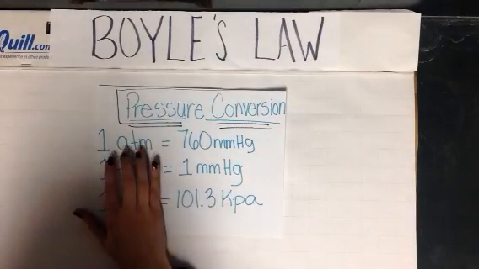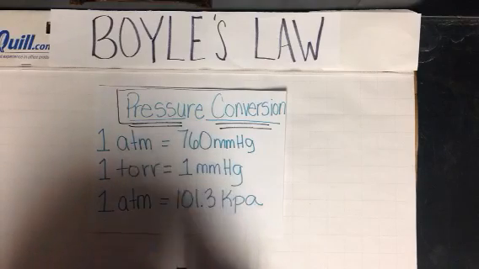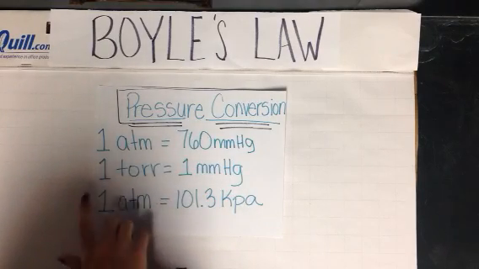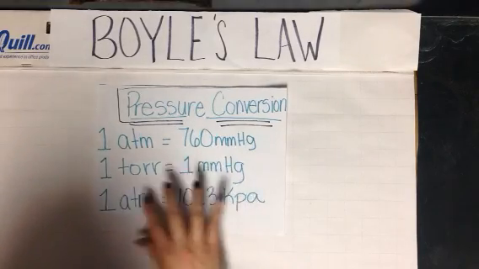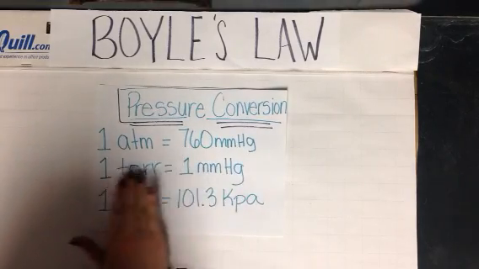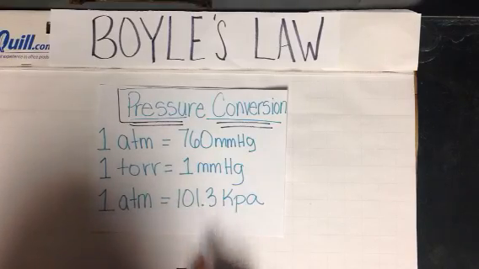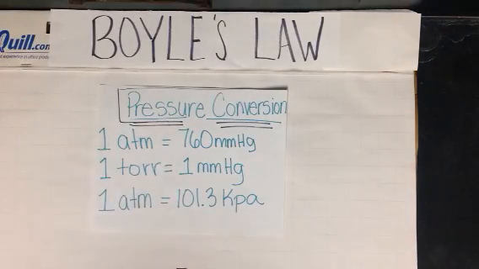1 ATM, 1 atmosphere, is equal to 760 mmHg. 1 torr is equal to 1 mmHg. So a torr and a millimeter of mercury, those two units, their scales, are the same. 1 ATM is equal to 101.3 kPa.